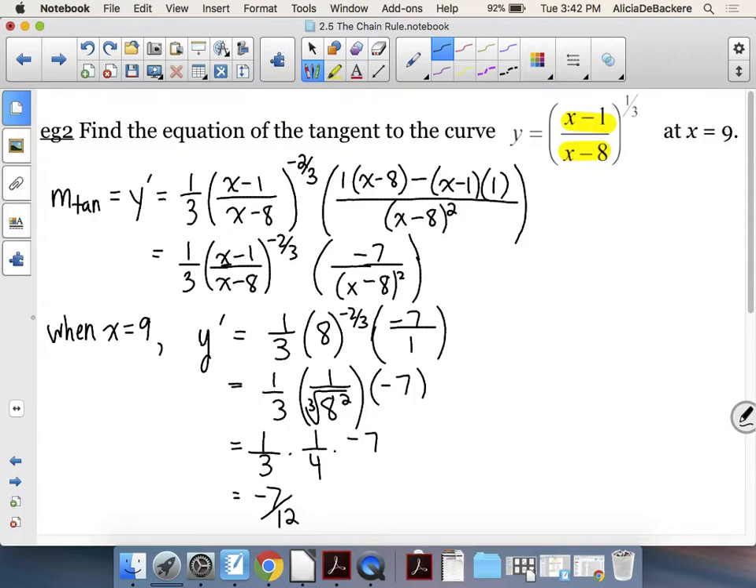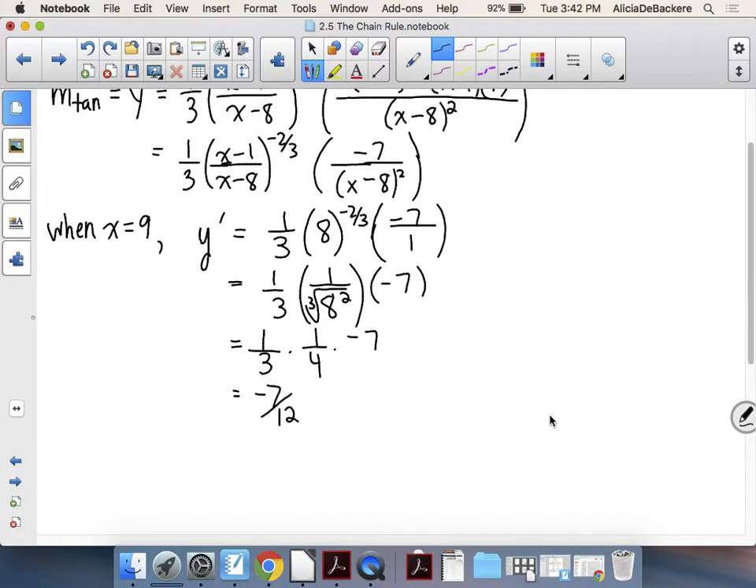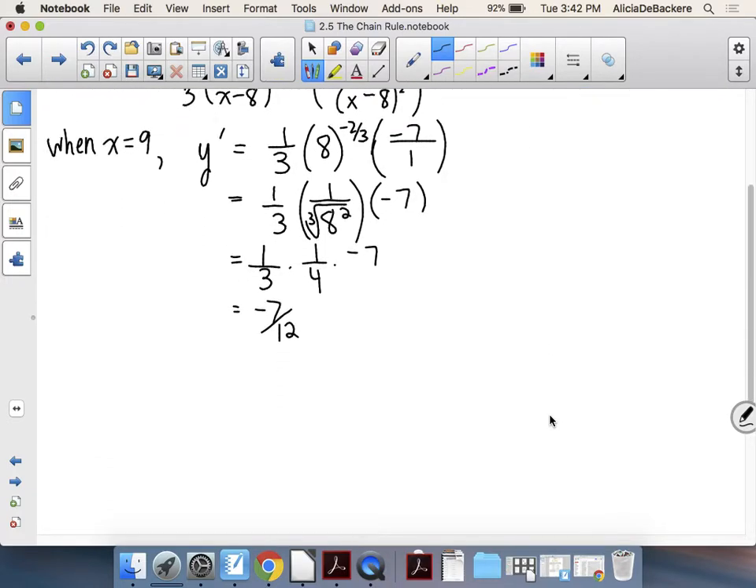In order to come up with the equation of the tangent, though, I need a point on that tangent line. So I want to know what is the y value on my curve when x is equal to 9. So when x is equal to 9, we'll find the rest of our point. Y is equal to, and I'm just subbing 9 into my original equation, right? I just want to know the point on the curve.